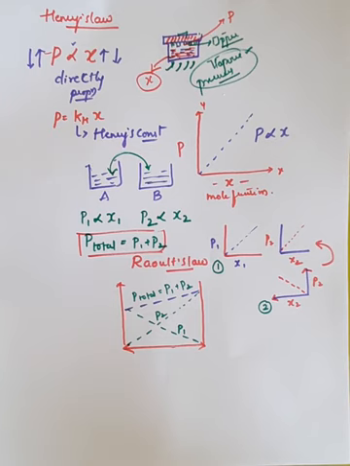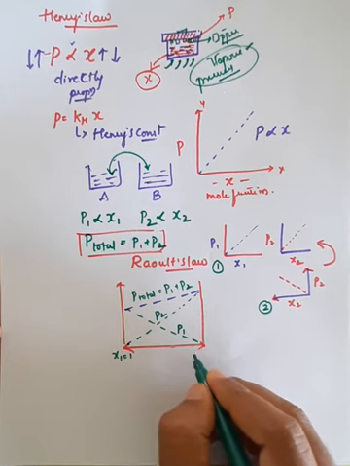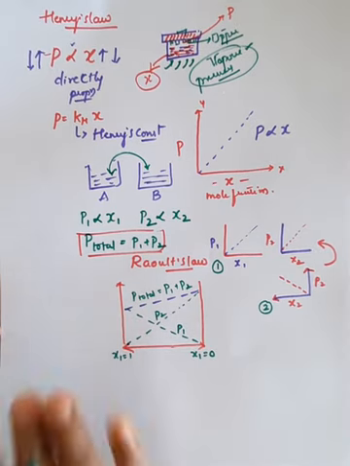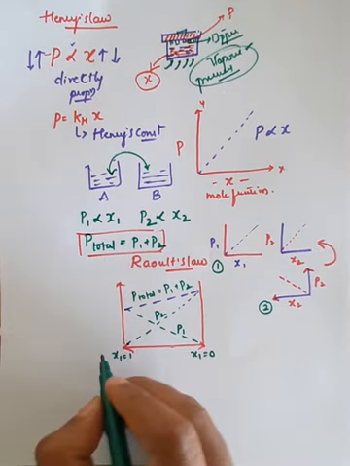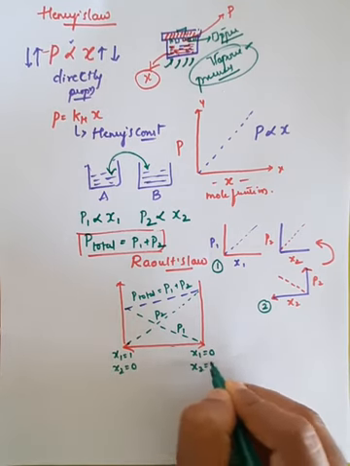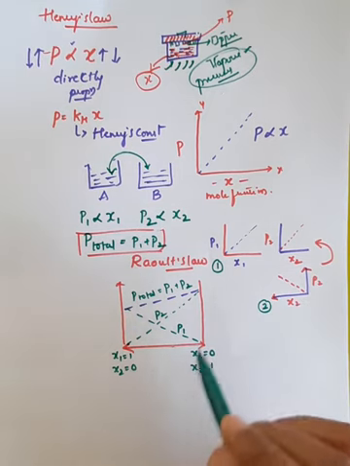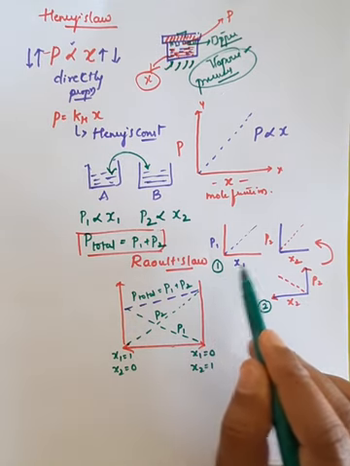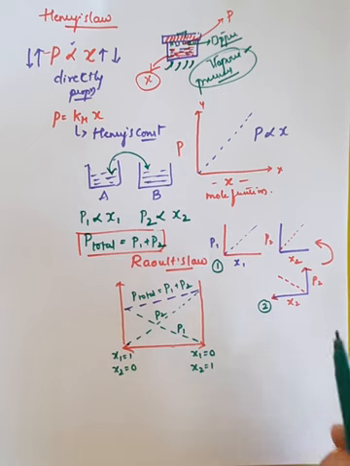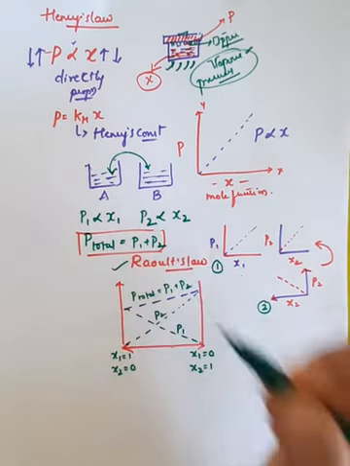So here initially we have taken x1 is equal to 1, and when it comes to this side x1 will be 0 because it is a mirror image, right? So here x2 can be taken as 0 and here x2 can be taken as 1, right? So that is a mirror image, right? So this is the combined graphical representation of the first graph as well as the mirror image of the second graph, and this overall graph represents the graphical representation of Raoult's law.